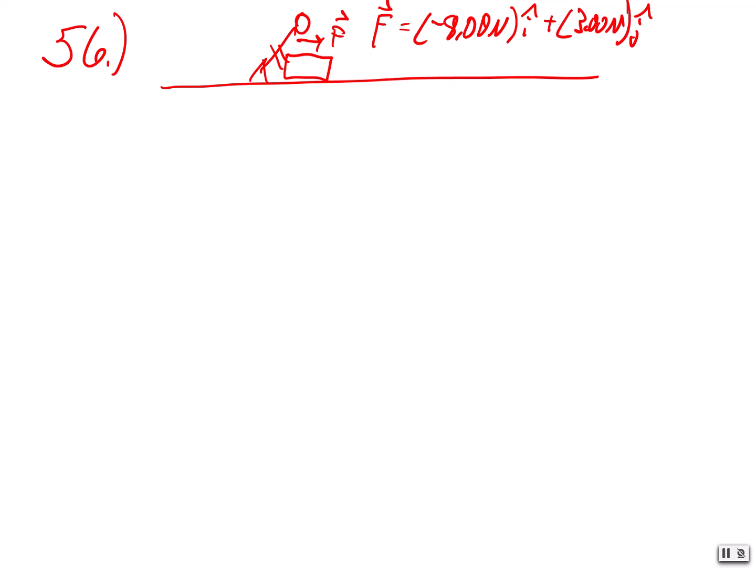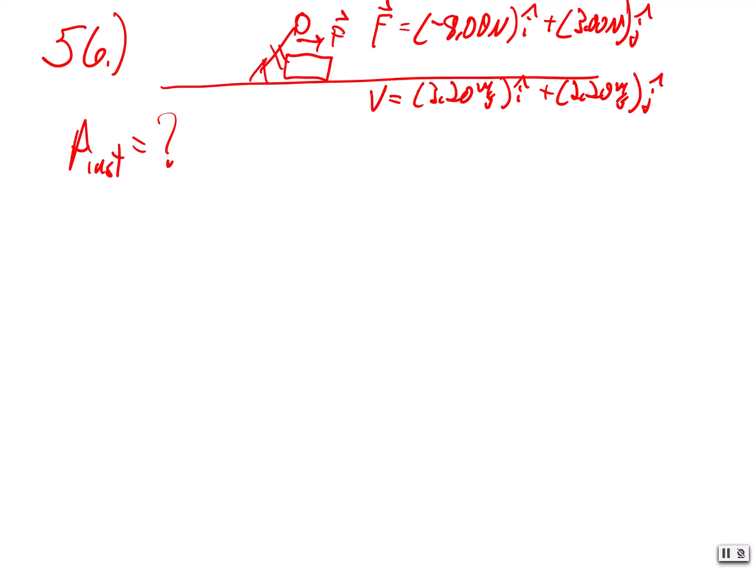At the instant that the velocity of the crate is 3.20 meters per second i-hat plus 2.20 meters per second j-hat. What is the instantaneous power supplied by this force? So we want to know what the instantaneous power is, okay, by this force.